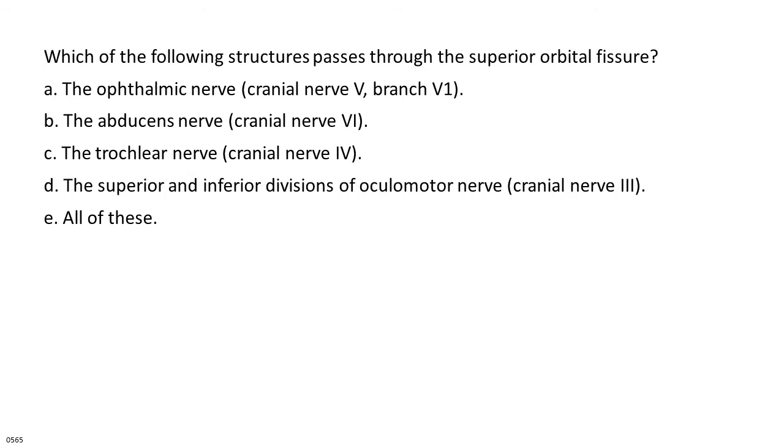Which of the following structures passes through the superior orbital fissure? A. The ophthalmic nerve, cranial nerve 5, branch V1. B. The abducens nerve, cranial nerve 6. C. The trochlear nerve, cranial nerve 4. D. The superior and inferior divisions of oculomotor nerve, cranial nerve 3. E. All of these.